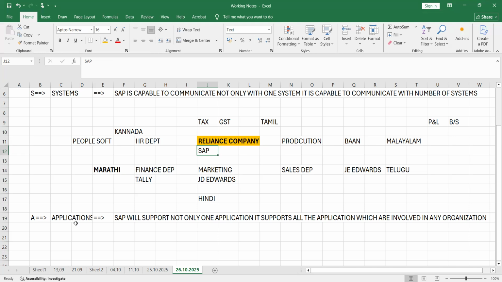So those are called applications, not application. Why? Because it does not support only one application or one department; it will support different departments. You name any department, it will support. So that is the reason SA: systems, applications, and P stands for products.